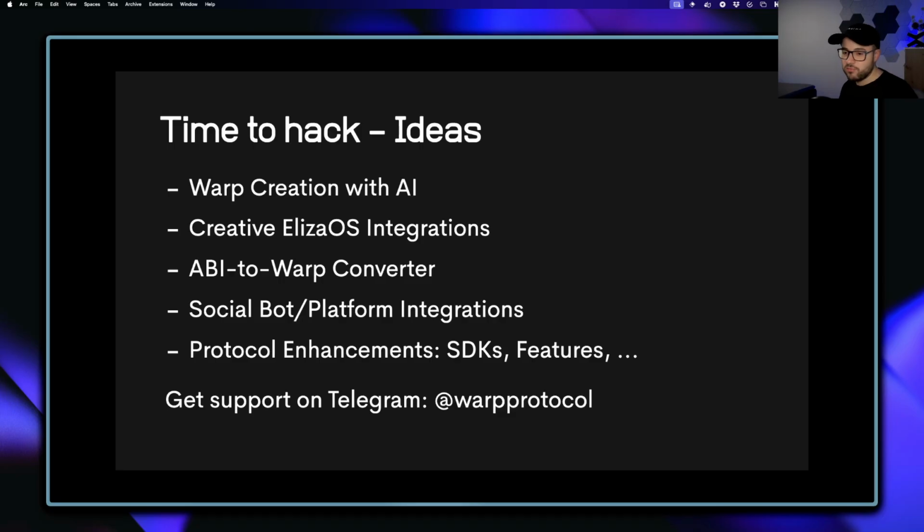Then we have ABI to warp converters. When you develop a smart contract, it outputs a definition file of how to interact with it. So we could technically use this file to generate a lot of warps. And as said, the more warps, the better. And if you combine this with AI, I think we can get great results. Other integrations with social bots could be on Discord, could be on Telegram. Any kind of integration would be cool to see.